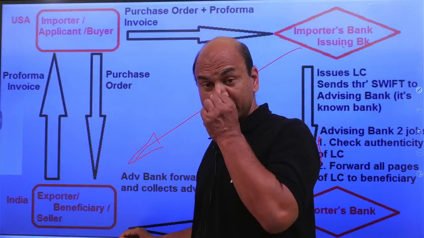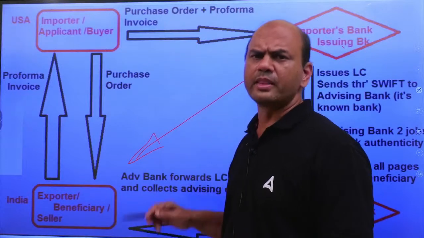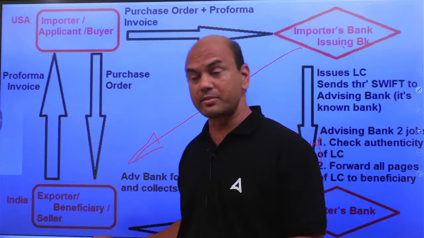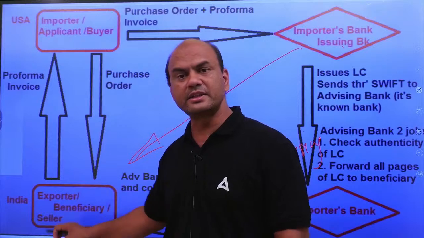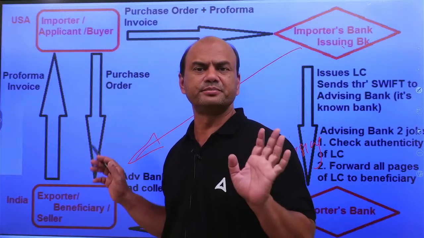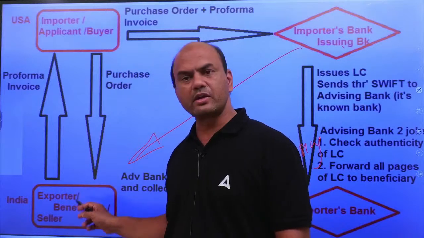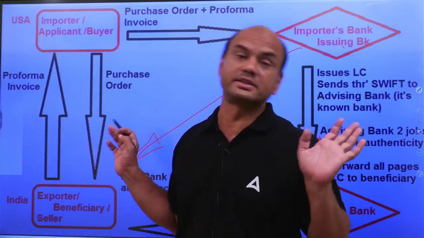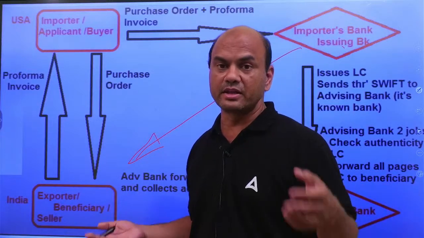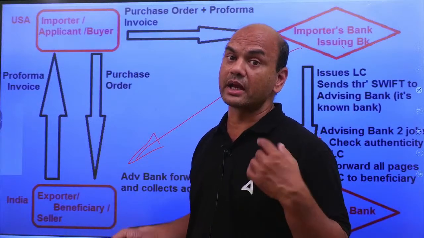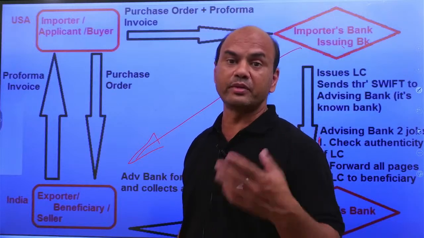Okay. Now next what will happen? Once this beneficiary receives this LC, now the beneficiary is sure. Beneficiary means what here? There are three names: exporter, beneficiary and seller. All three are the same. So this seller or beneficiary or exporter will now be confident. Yes, I have an LC from Citibank. I have an LC from HSBC in USA. Now it means I will definitely get the payment. So then he'll start processing the goods, manufacturing.